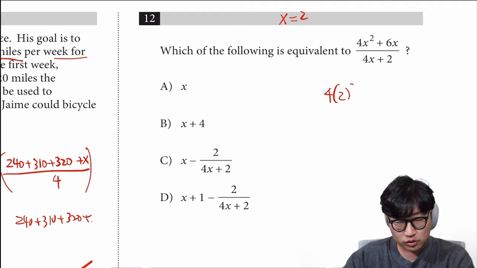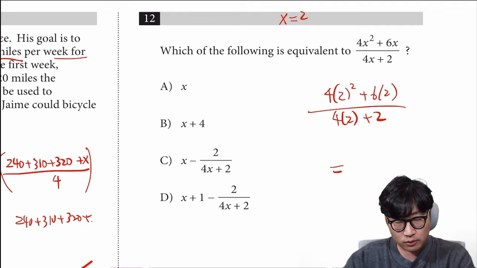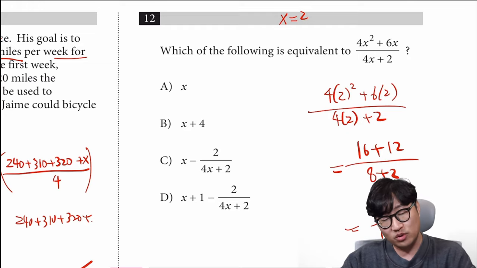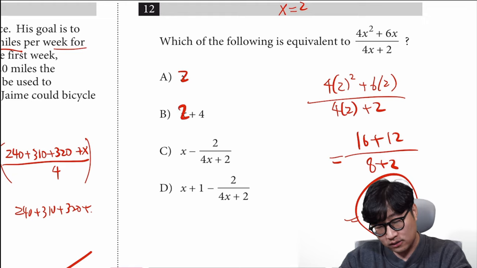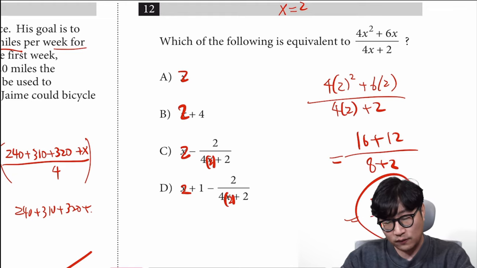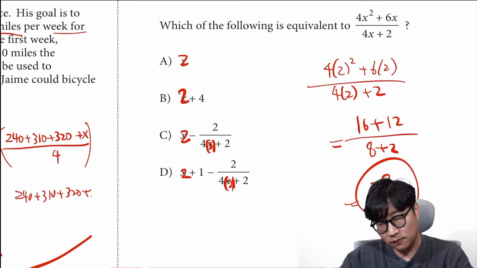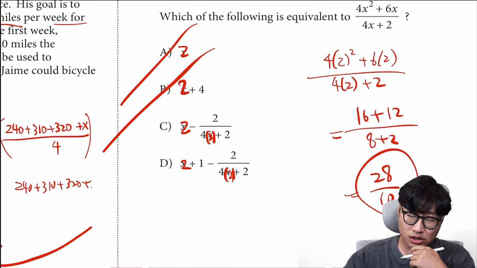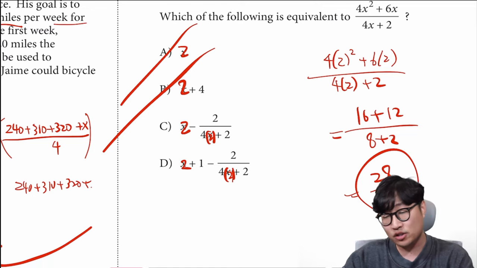4 times 2 squared plus 6 times 2, all over 4 times 2 plus 2. So that'll be 16 plus 12 over 8 plus 2. So that should give you 28 over 10. So when you plug in x is equal to 2, this 28 over 10 is the value that you should be getting. So look at all the answer choices as you put that 2 into them. First of all, though I always start from the bottom, I'm just going to start from the top because A and B are just obviously wrong. And between C and D, I'll just check whichever one is easier to check, probably C.